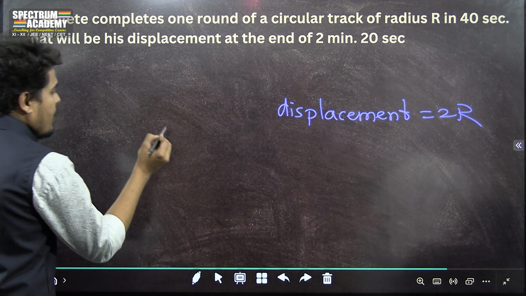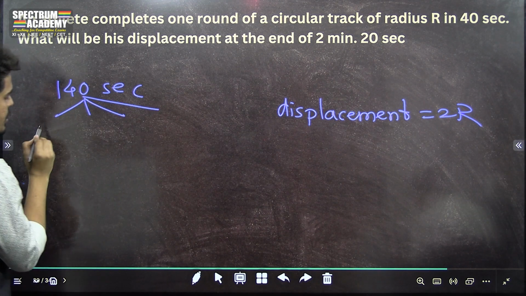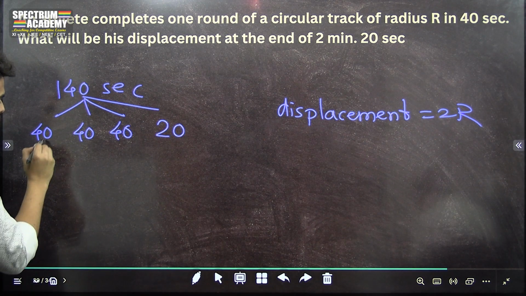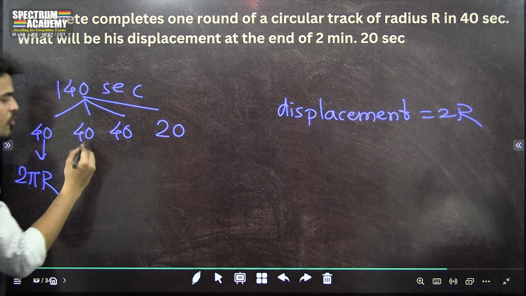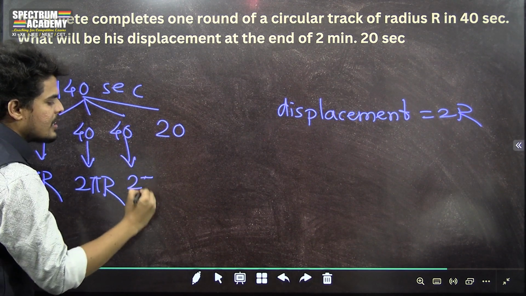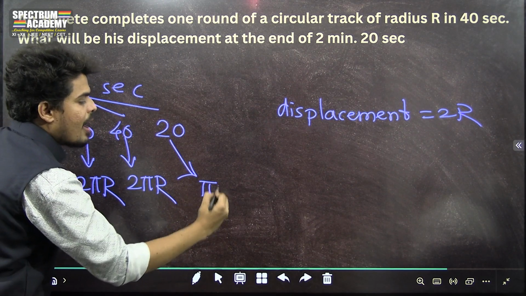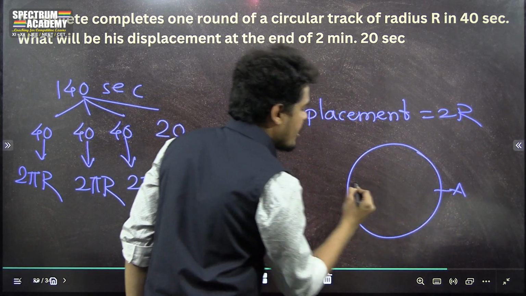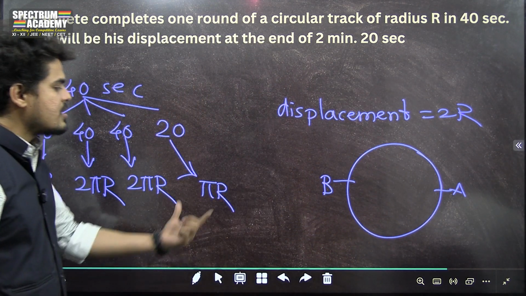So the total time is 140 seconds. We have split it into 40, 40, 40 and 20 seconds. In 40 seconds he covers a distance of 2 pi r, one circumference. In the next 40 seconds again 2 pi r distance is covered, and in the next 40 seconds again 2 pi r. And in the next 20 seconds, the distance covered is only pi r, half of the circumference. This is point A, point B. In the last 20 seconds, the particle goes only from A to B, so half of the circumference, that means pi r.